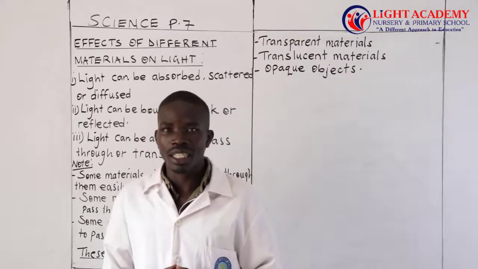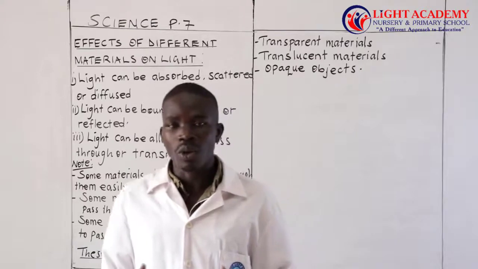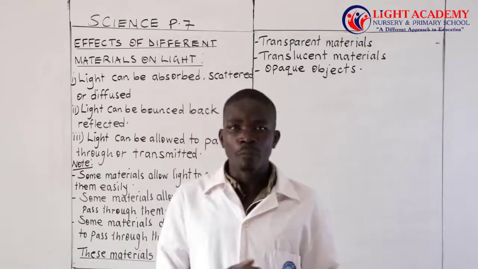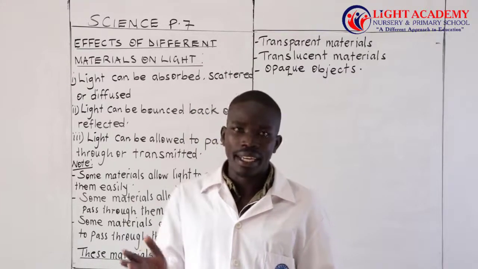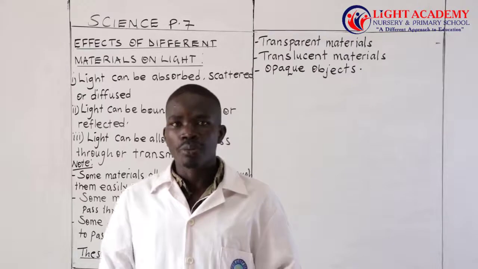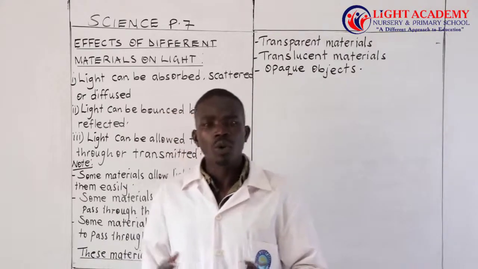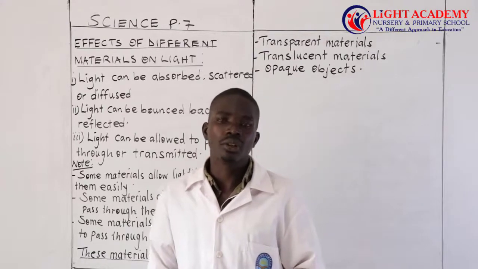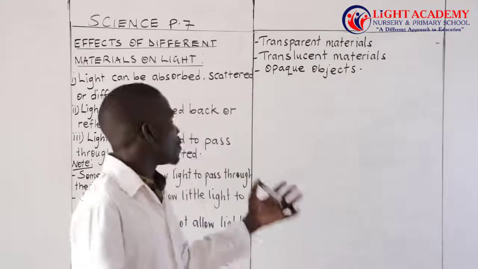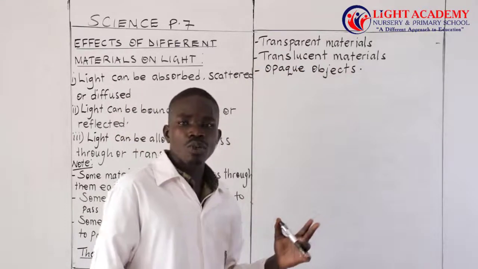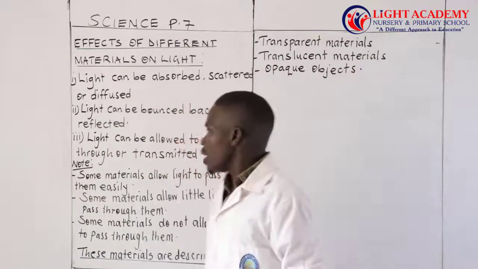We have clear water, which allows light to pass through very well. We have an aquarium, it allows light to pass through very easily. We have air, a material like air, light can pass through it. So the materials which allow light to pass through them, we call them transparent materials. When they ask you what are transparent materials, these are materials which allow total light to pass through them.